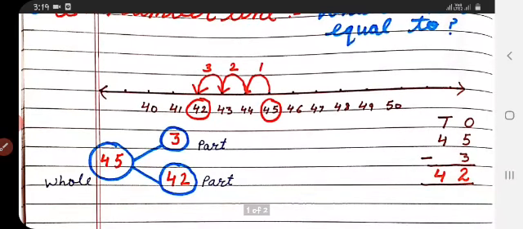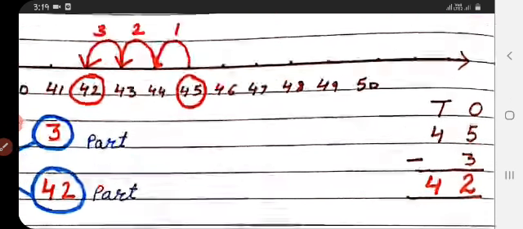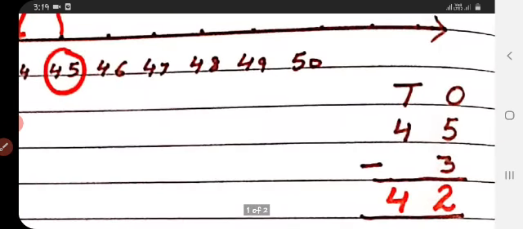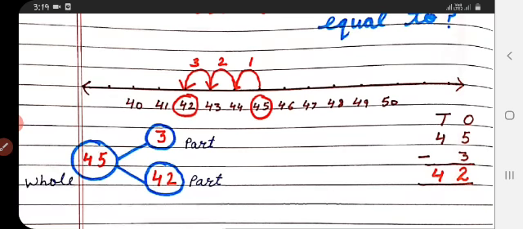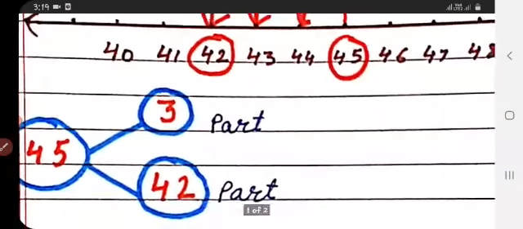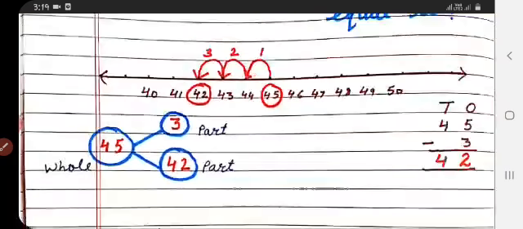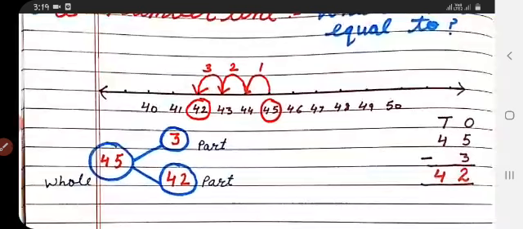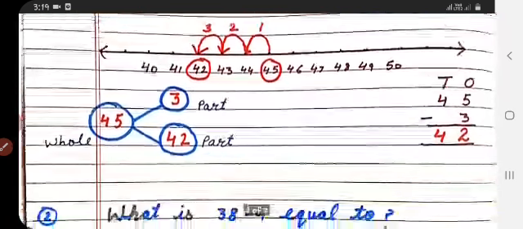We can check: 45 minus 3 becomes 42 because 5 minus 3 is 2 and 4 as it is we can write. So 42 we can see on the number bond. 45 is the whole part and its parts are 3 and 42, because 42 plus 3 is equal to 45. Okay beta, we can do it easily on the number line.